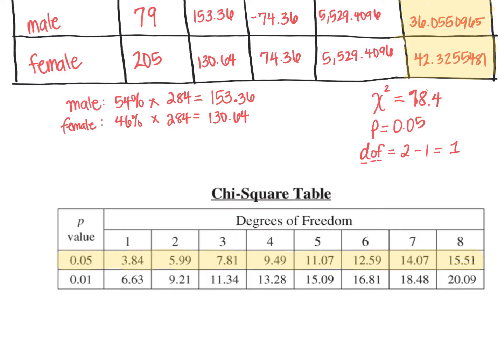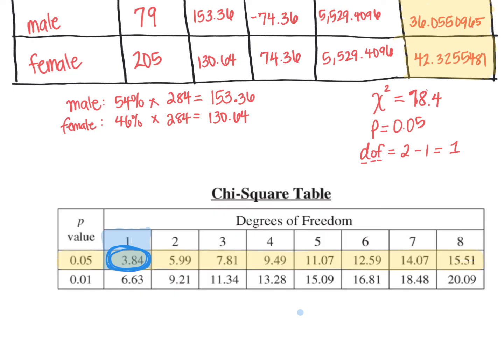Next, we've got to look up our degrees of freedom. And our degrees of freedom are always the number of options, so male and female. We had 2 options, minus 1. And that comes out to 1. Now, you never have to memorize this. This is on your formula sheet. It is given to you. So our degrees of freedom we are going to look at is 1. And that is right here. So this is the column we're going to look at. And where those two intersect is the critical value we are going to use to compare.